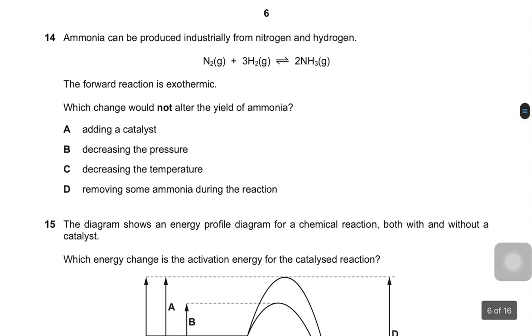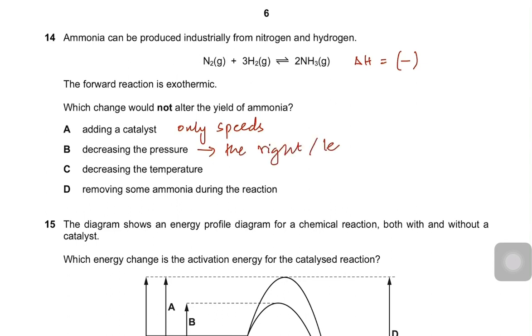Ammonia can be produced industrially from nitrogen and hydrogen. The forward reaction is exothermic, which means negative enthalpy. It says which change would not alter the yield of ammonia? Adding a catalyst. A catalyst only speeds up the reaction, so it will not alter the yield. Although A is the right answer, I'm still waiting. Decreasing the pressure. If you decrease the pressure, it will favor the right side because it has fewer moles. So more ammonia will be made.